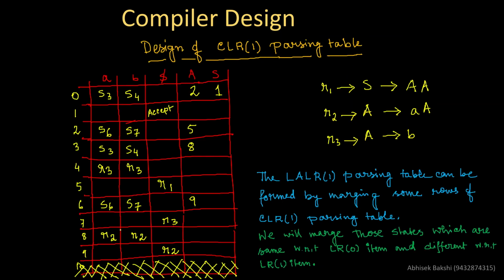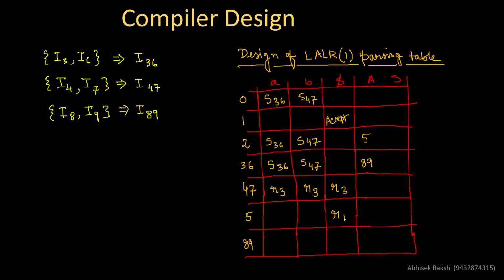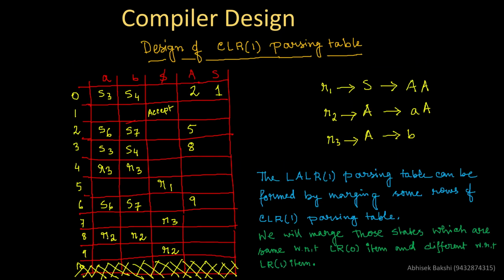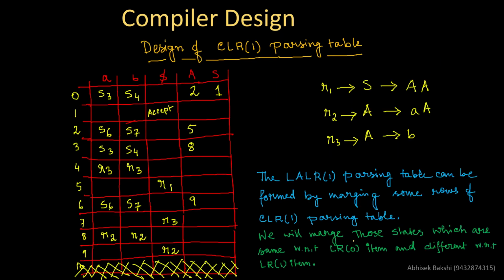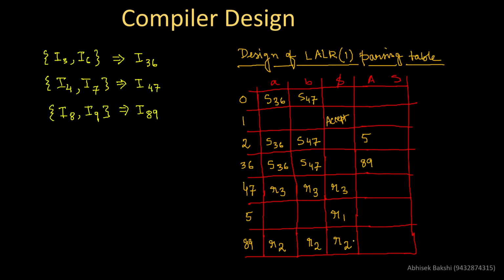Similarly, in case of 5, it remains the same because 5 is alone. 5 is not merged with any other state. So 5 is R1. And if you go for 8, 9, since 8 and 9 are merged, R2 will be merged here, and that means throughout the row I have R2. So I'll have R2 in all the columns under the 8, 9 row. Sorry, here I must have R2 and R1. Okay, so this becomes the LALR1 parsing table.